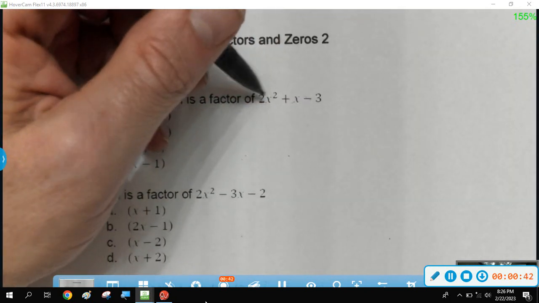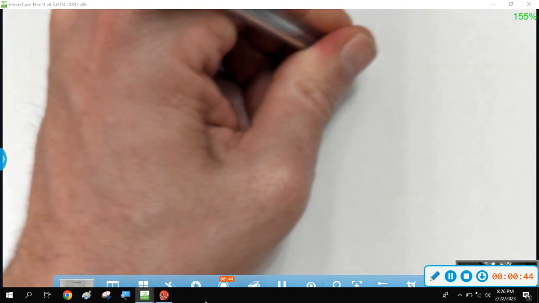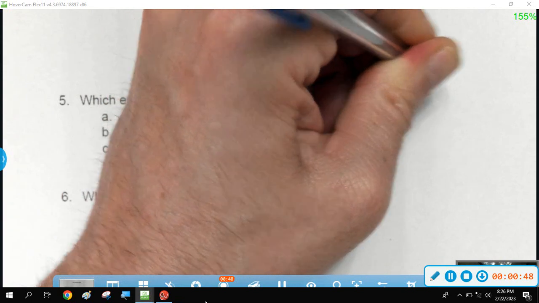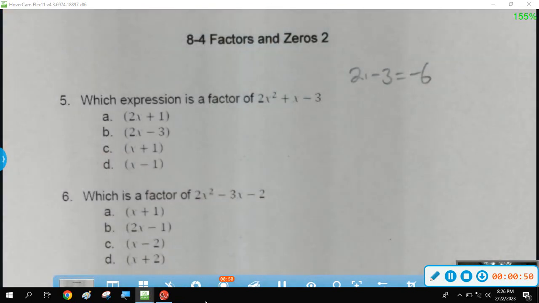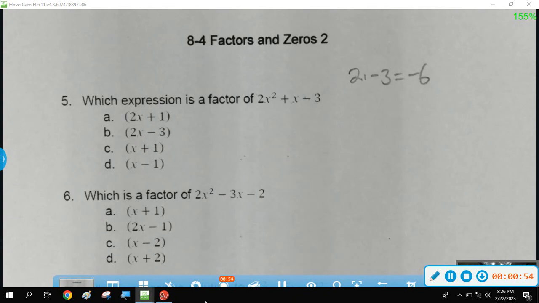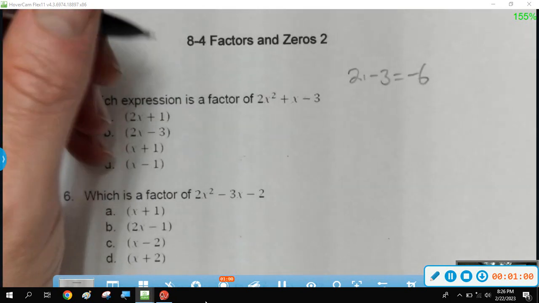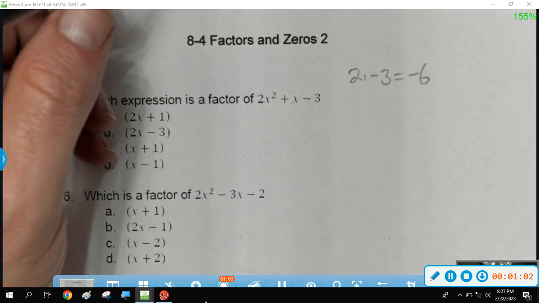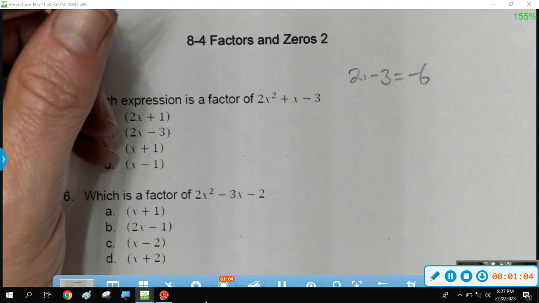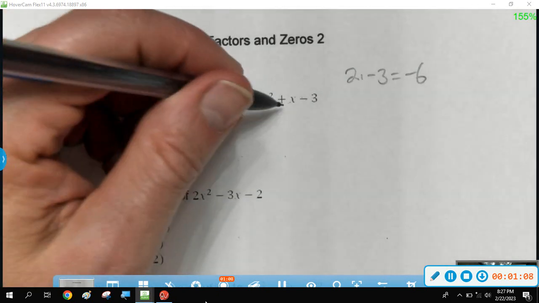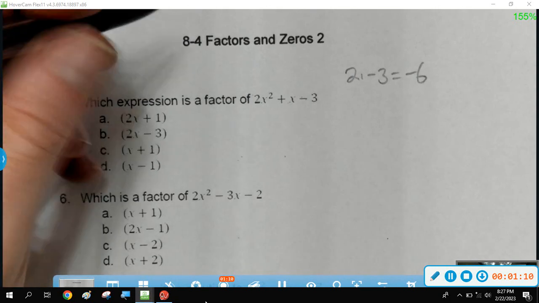And so I'm going to do 2 times negative 3. 2 times negative 3 makes negative 6. So what do I want? I want two numbers that multiply together to make negative 6, but at the same time, their difference is 1. The two such numbers that I want are 3 and negative 2. So 3 times negative 2 is negative 6, but 3 minus 2 is positive 1. So now I'm going to break up that middle term into those particular numbers.